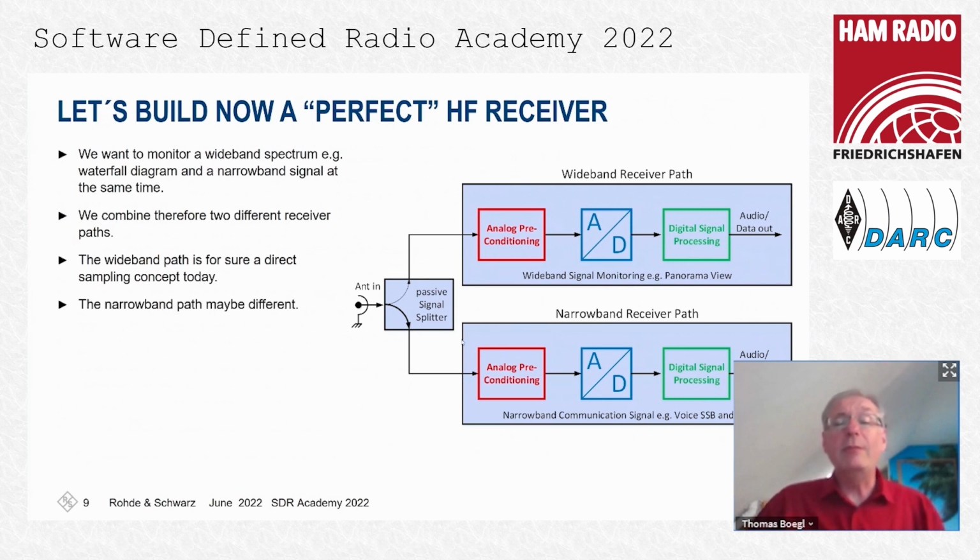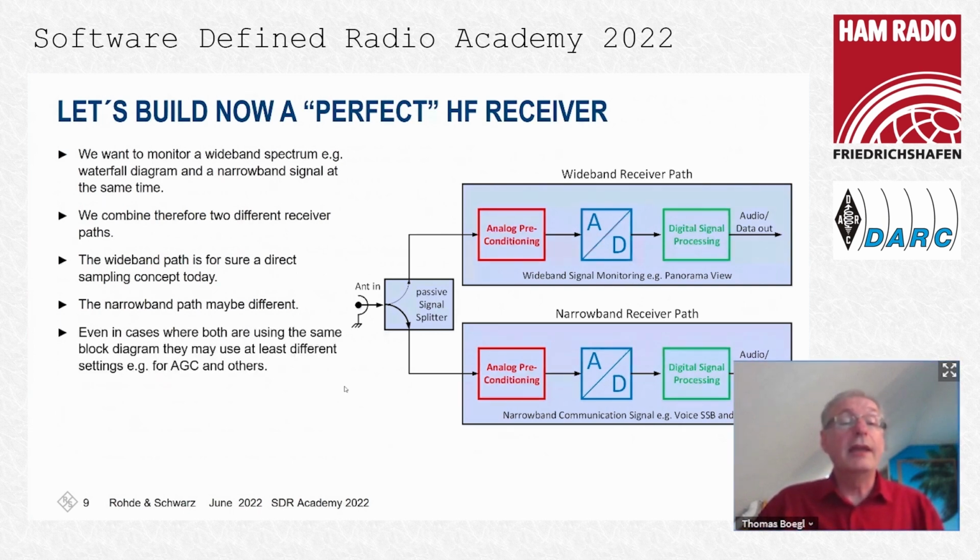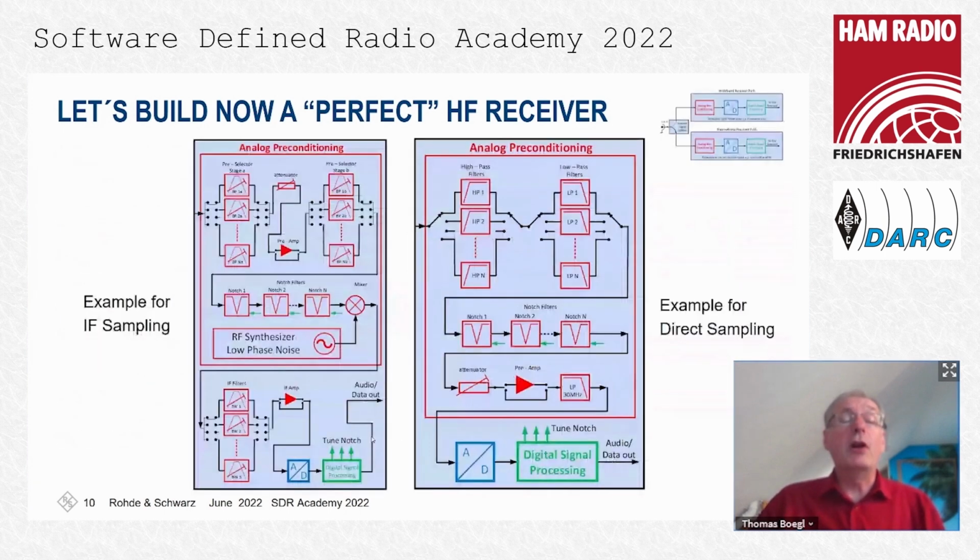The narrowband path may be different, but not necessarily. It may be the same concept if the use case is okay for that, but it may have different settings. So even in cases where we have the same block diagram, for instance, gain control may be different, filter settings, timings may be different. So in ham receivers, in high-end ham receivers, we have both concepts available, which is a really good choice. Now let's look into the blocks.